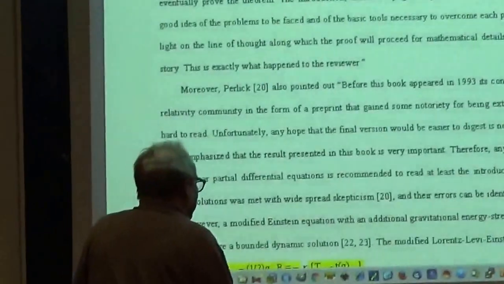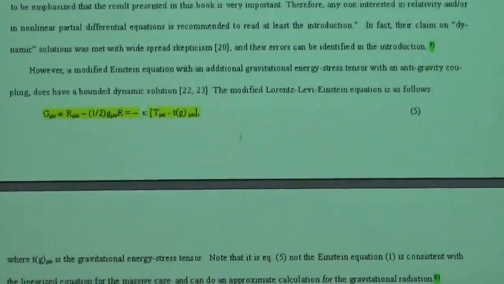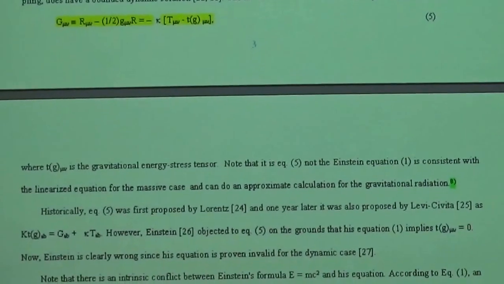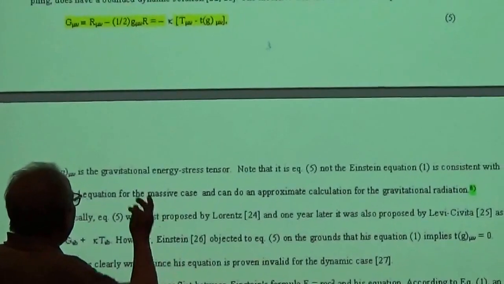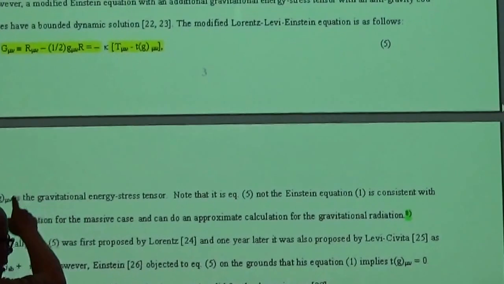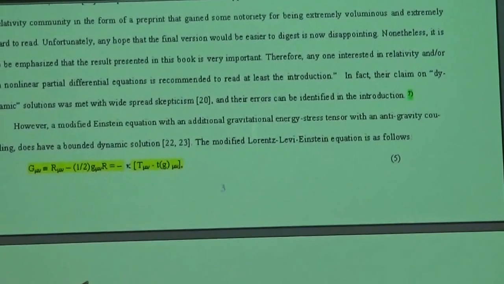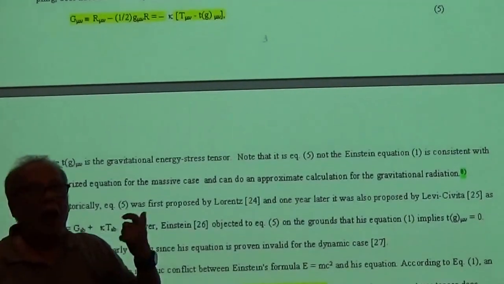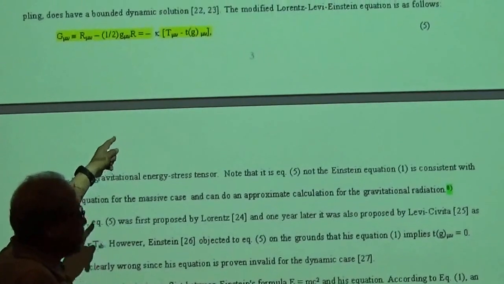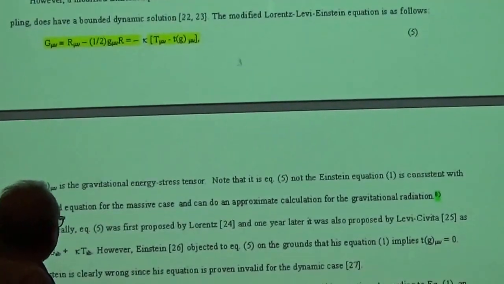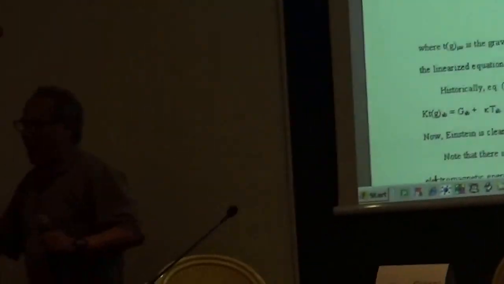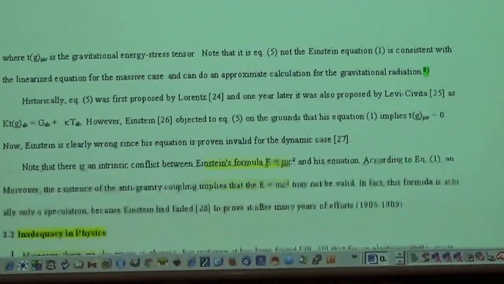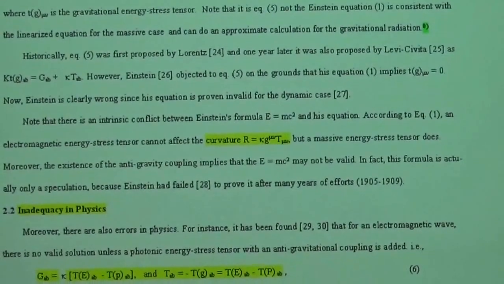Okay, so another question: can the Einstein equation produce a dynamic solution? Yes. Who said that? Because Lorentz, Lange, they said that. They have this equation. They proved that. But Einstein disagreed because Einstein found from his equation the continuity should be equal to zero. But now we know Einstein is wrong. Another thing is, Einstein's equation is not consistent with E equals mc squared.